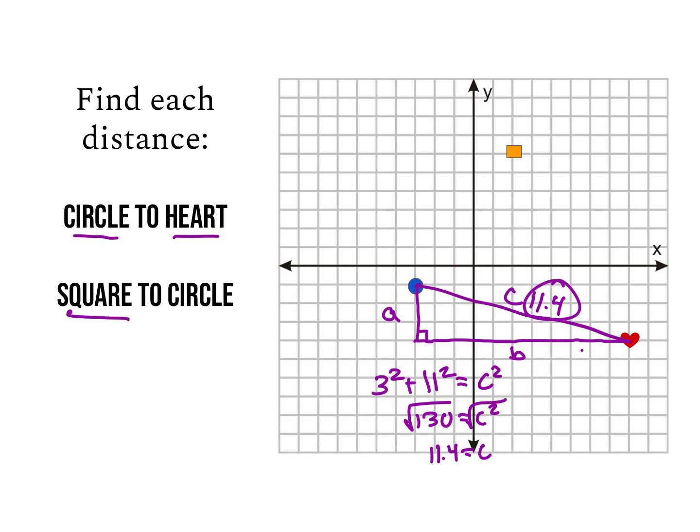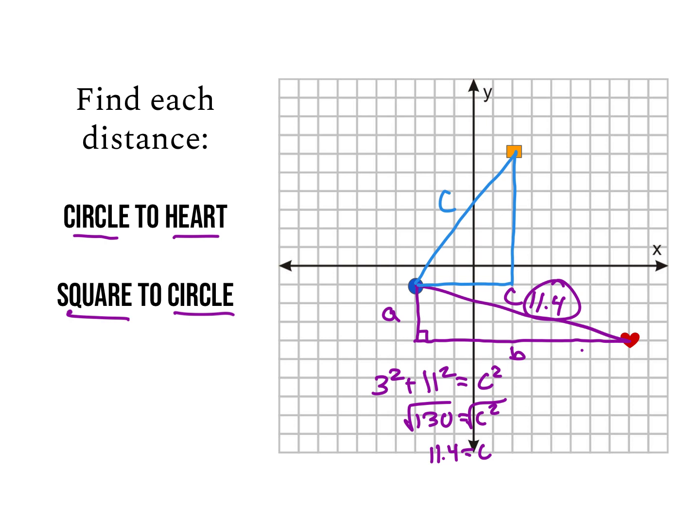The next one asks us to go from the square to the circle. So that is going from here to here, okay? Again, that's my diagonal line. That's going to be my C. You'll notice it's my C as soon as I draw this other part because I'm going to create a right triangle out of what's here.